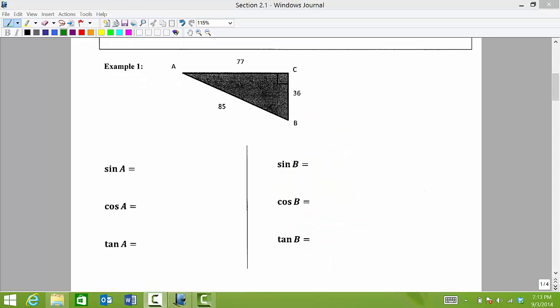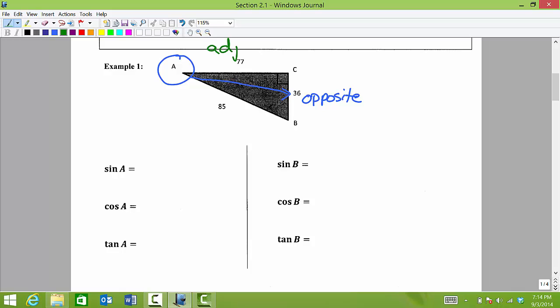Here in example 1, we will use our new way of defining trig functions to solve for the sine, cosine, and tangent of both angle A and angle B. So let's start with our angle A. So we want to find sine of angle A. So here's my angle A. We want to identify the side that is opposite of our angle A, and that would be right here. And the side that is adjacent to our angle A would be right here, the side that is touching our angle A. The side that is across from our right angle is always the hypotenuse.